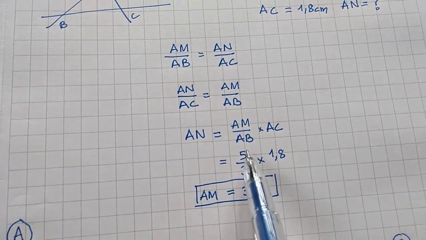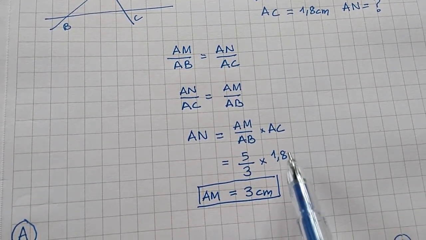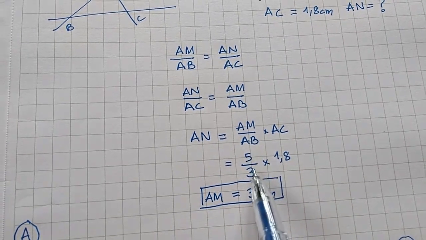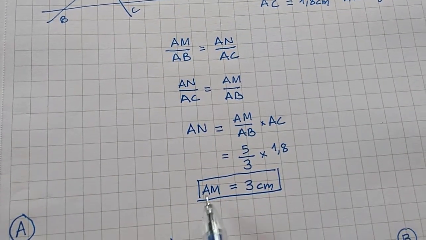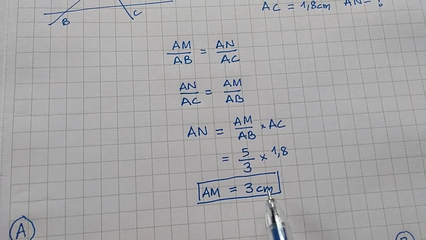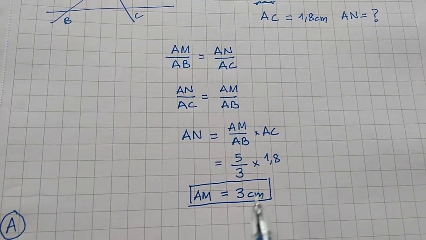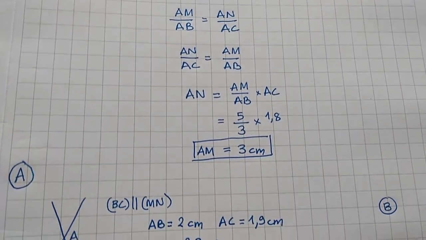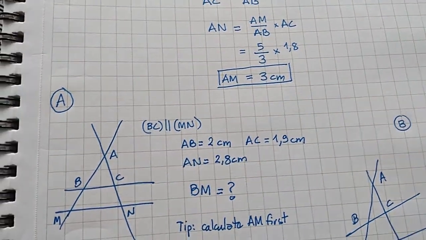We replace the values, 5, 3 into 1.8: AM is 5, AB is 3, AC is 1.8, and we'll get the answer, AN is equal to 3 centimeters. Okay, so you've got the hang of it, basically.